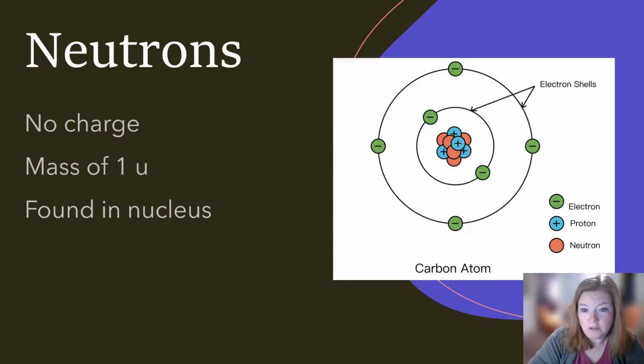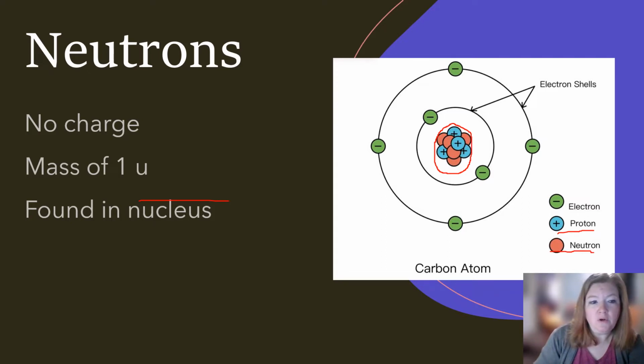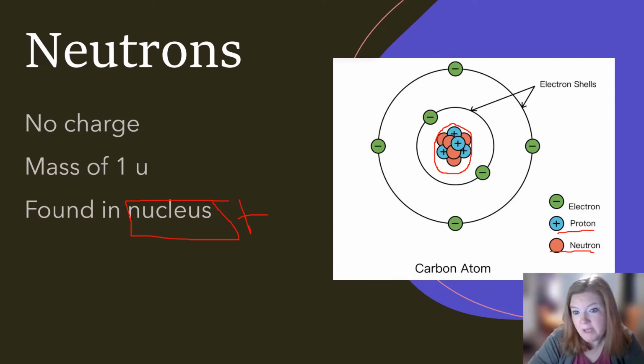Neutrons, no charge, also a mass of 1 U or 1 atomic mass unit, and they are also found in the nucleus. So the nucleus is composed of 2 types of particles, protons with a positive charge and neutrons with no charge, which means no matter what, the nucleus itself has a positive charge. How much positive charge? Well, however many protons there were. 6 protons, the charge of the nucleus is positive 6. 1 proton, the charge of the nucleus is positive 1.